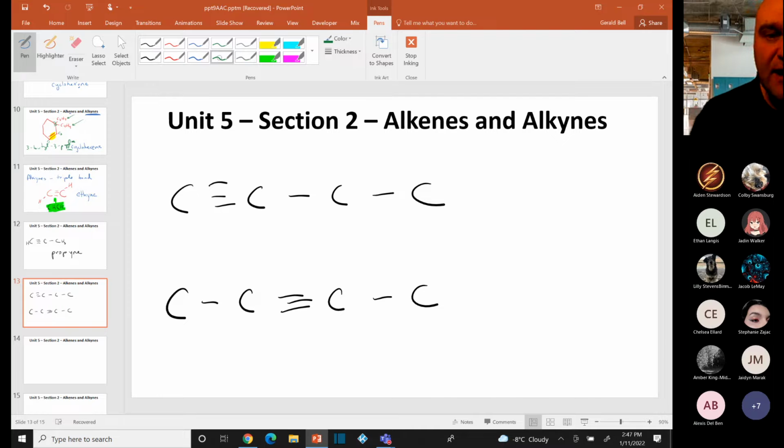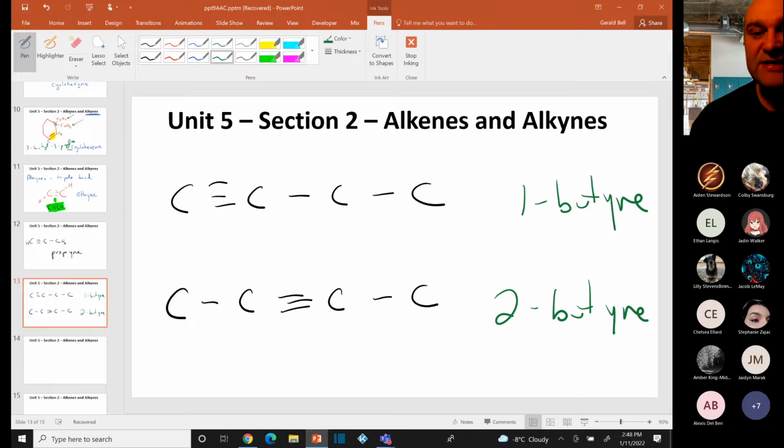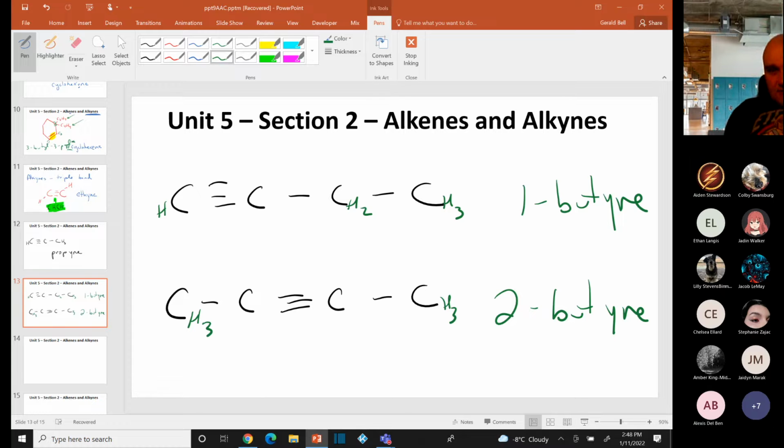So this would be a 1-butyne, and this would be a 2-butyne. There's no 3-butyne. Again, don't forget those hydrogens. I always debate whether or not I want to write them in, but I should. Again, notice those 2 middle carbons don't end up getting any hydrogens because they already have 4 bonds.